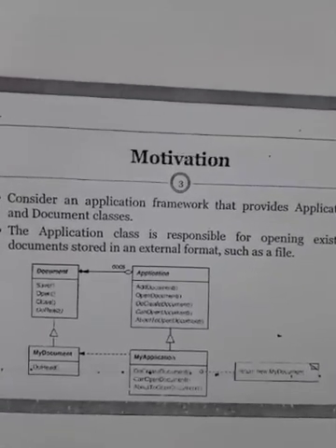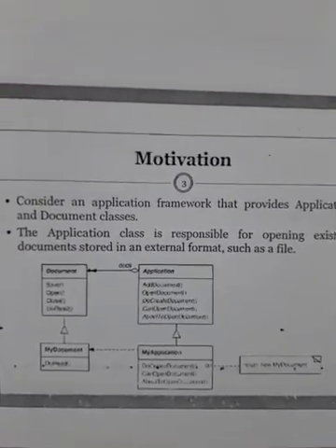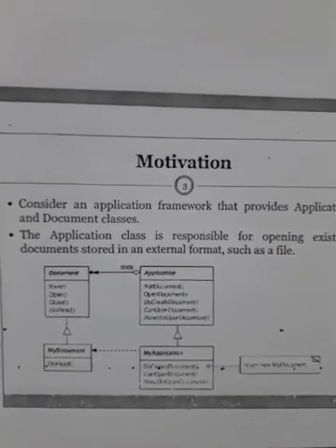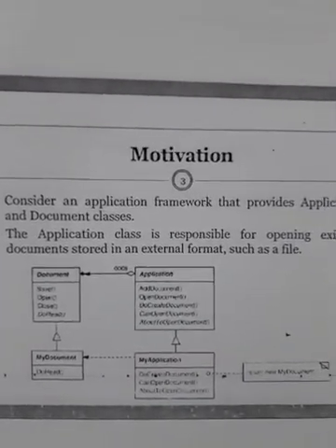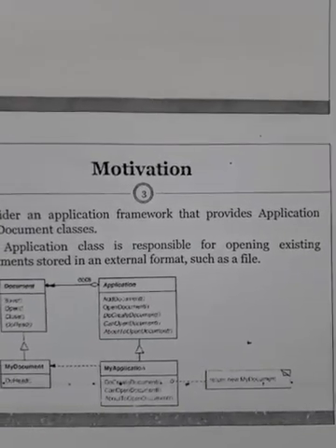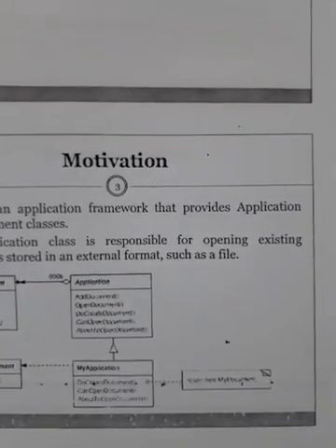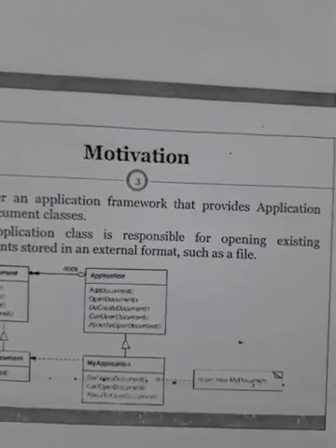Let us see about a document object. A document object represents the information in a document once it is read from the file. And then coming to the application, it will be built with the framework, which can subclass applications and documents to suit specific needs. Let us see an example for this.